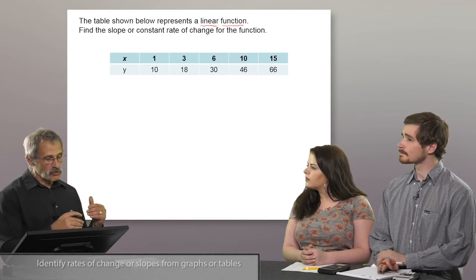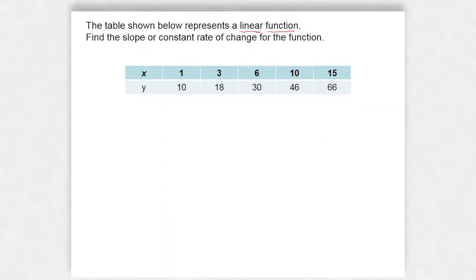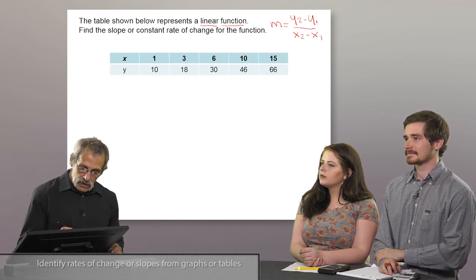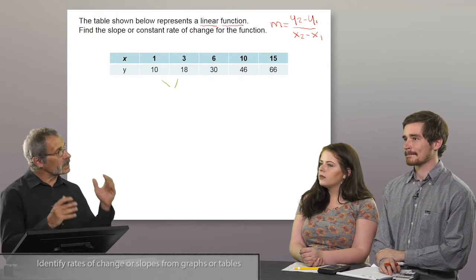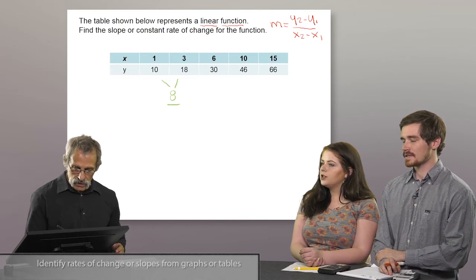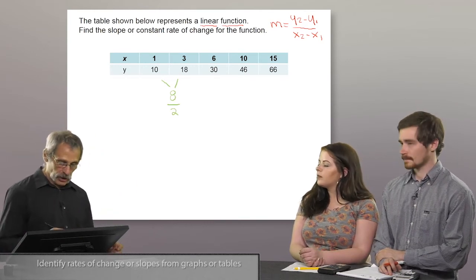What we have to do is make sure that our slope, which is nothing more than my change of y, y2 minus y1, over my change of x, x2 minus x1, is the same between any pair of points. I'm going to do it between all of these consecutive pairs of points. For my first pair, change of y would be 18 minus 10, which is 8, over 3 minus 1, which is 2. And what number is that? 4. Very good.